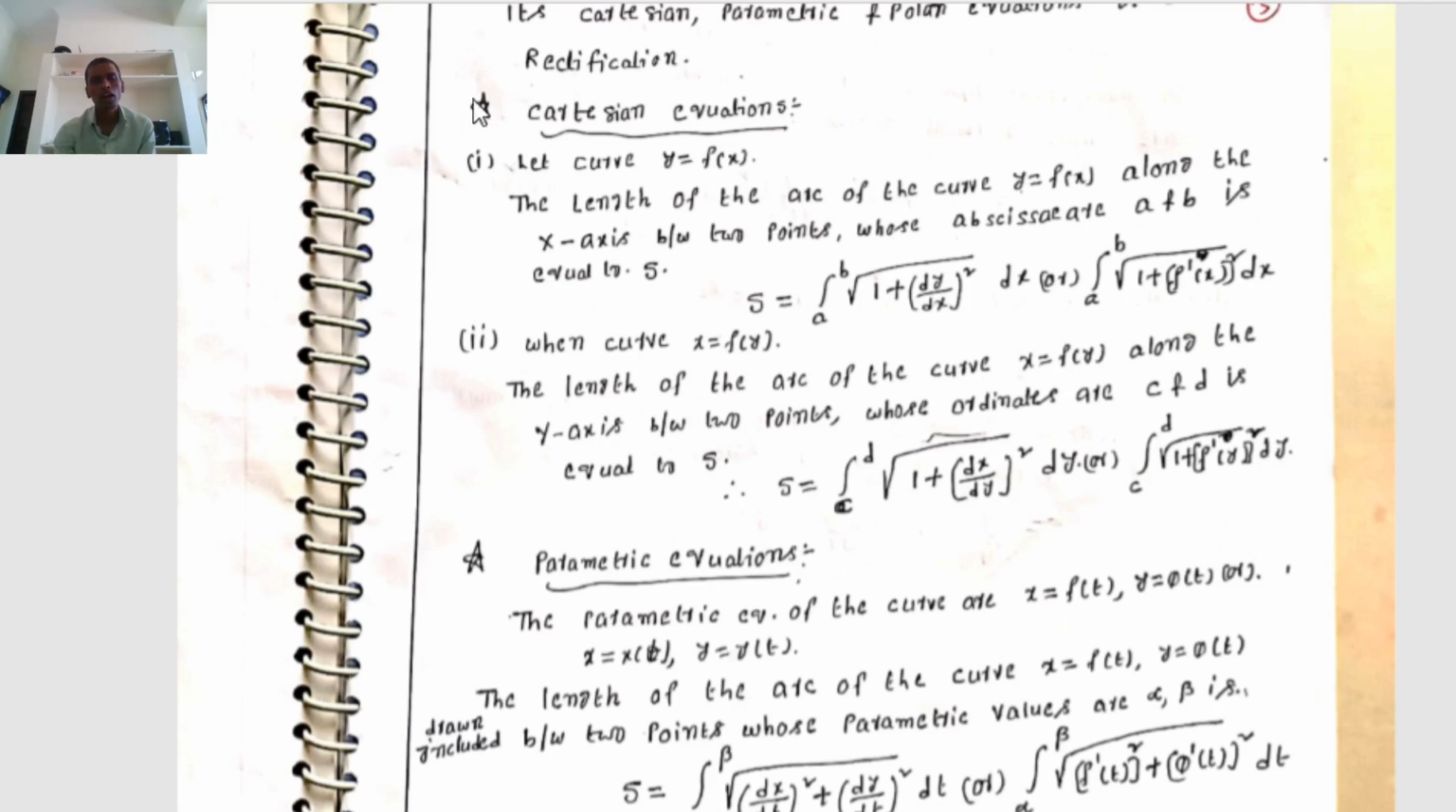This is the Cartesian form of the equation. The curve is in the form of y equal to f of x or x equal to f of y. Y equal to f of x along the x-axis between the limits a and b. Suppose x equal to f of y along the y-axis, the y limits are c and d.